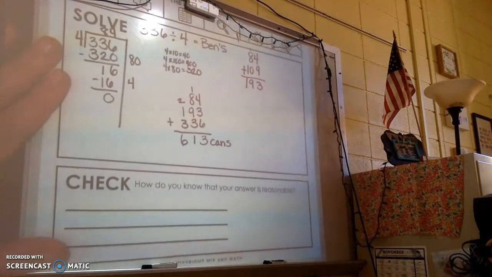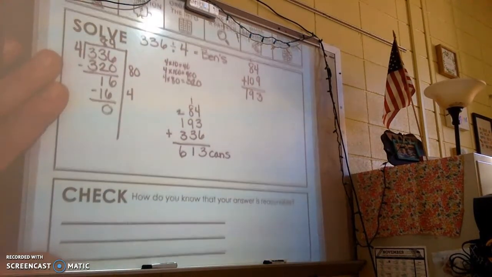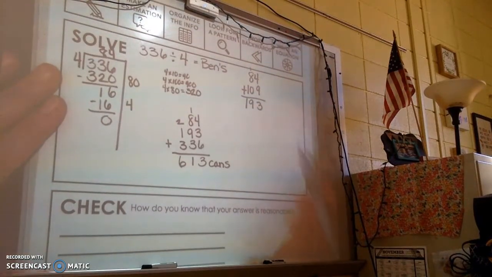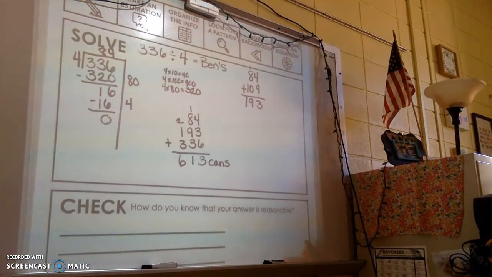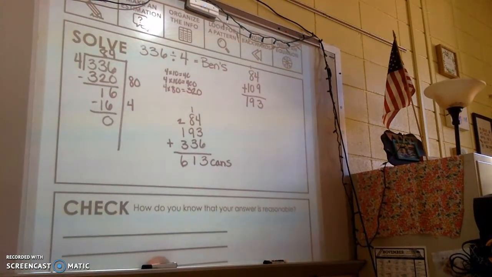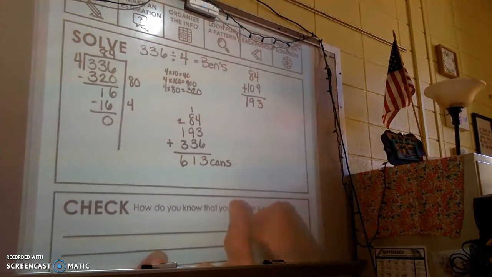So how can I make sure that my answer is reasonable? Well, I could estimate if I wanted to. So I know that Najia collected 336. I could round that to 340 if I was rounding to the nearest 10. I could divide that by 4.